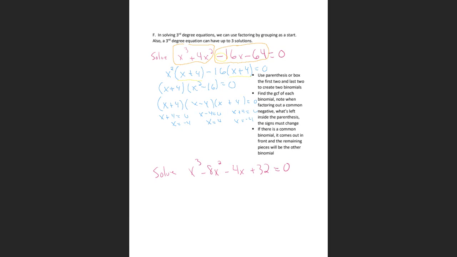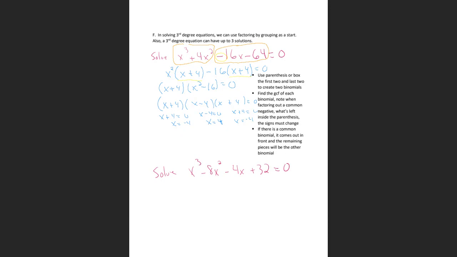So notice that we do have 3 solutions, but 2 of them are the same. So I have a -4 twice. So really, there's only two different answers there, a 4 and a -4. So this is a 4, and that's a -4. All right.